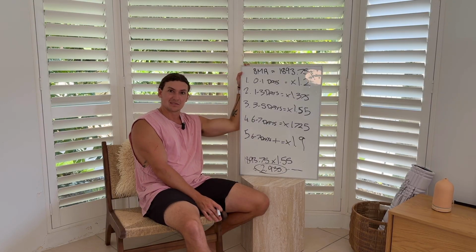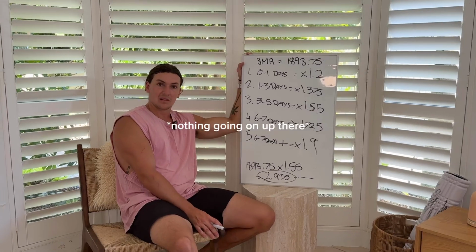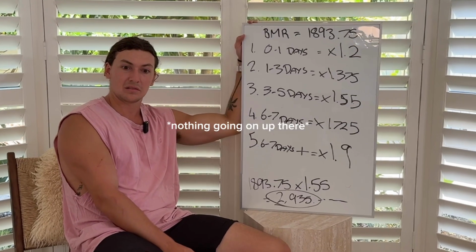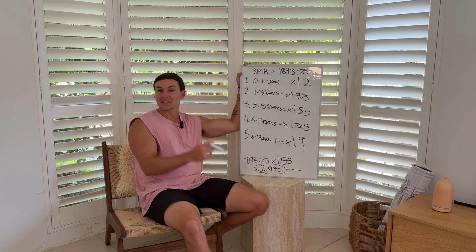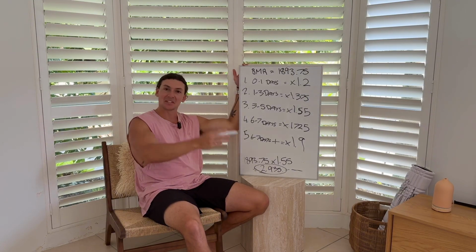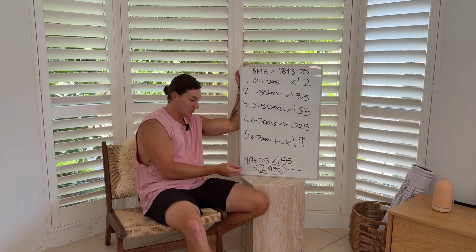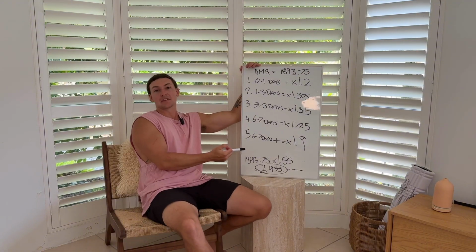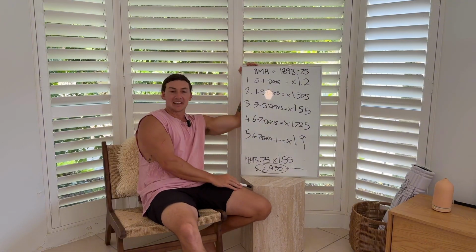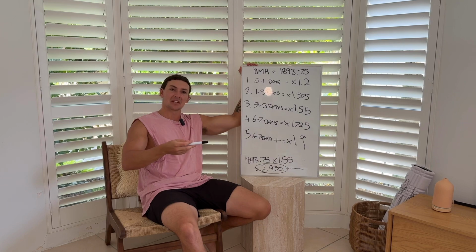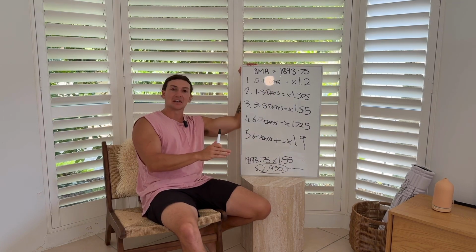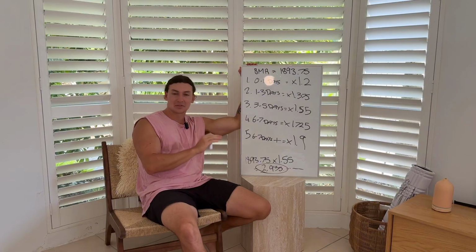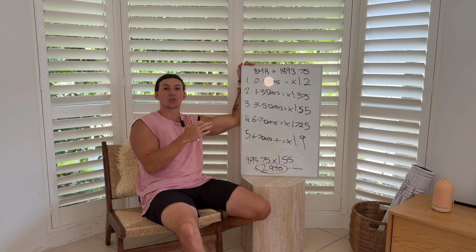Cool. So that's how you figure out how many calories you need to be eating. As I said, add 10 or 20% if you're trying to gain muscle, take off 10 or 20% if you're trying to lose fat. It is a rough guide. It's not always going to be absolutely perfect, but it does give you a number to work with, which is great.